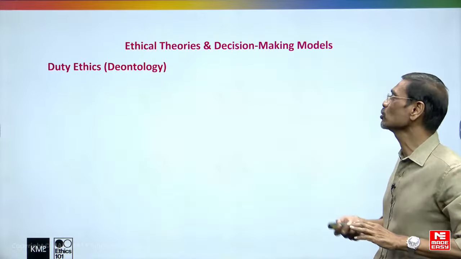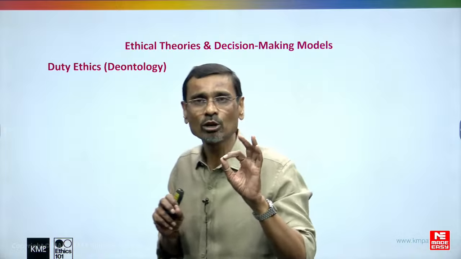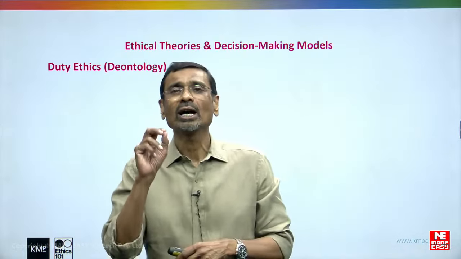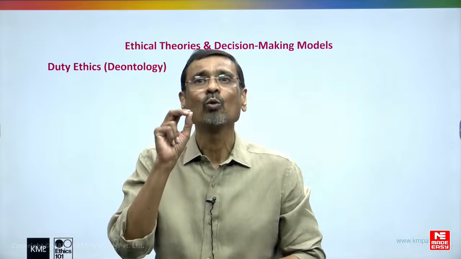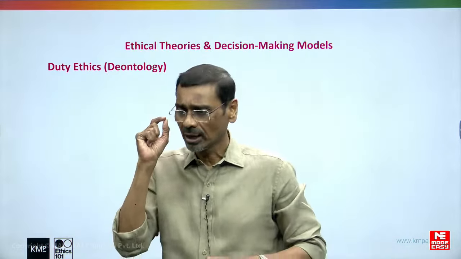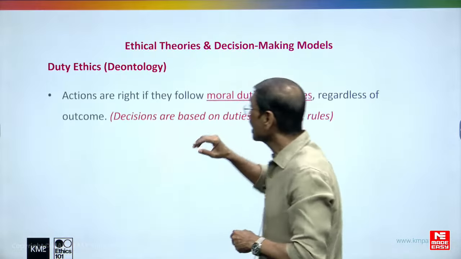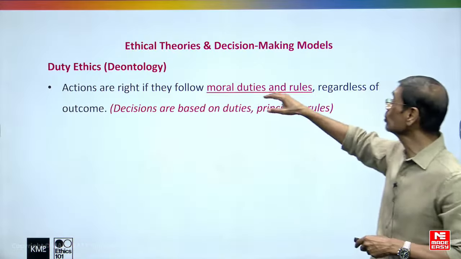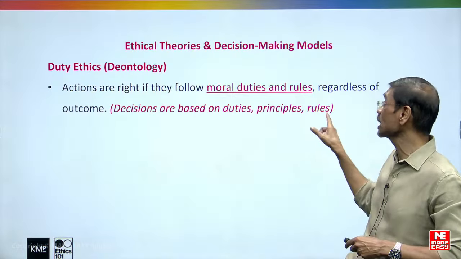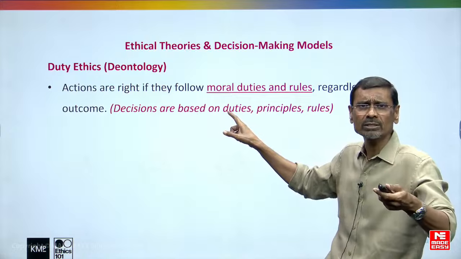So the first theory I'm going to talk about is deontology. Remember the term, deontology means duty. And as I said in the class earlier also, every approach will have one thinker. I repeat, every approach will have one thinker, and here the thinker happens to be one person. Actions are right if they follow moral duties and rules, and here decisions are based on duties, principles and rules. 3 words, duties. You take your decision on the basis of your duties.